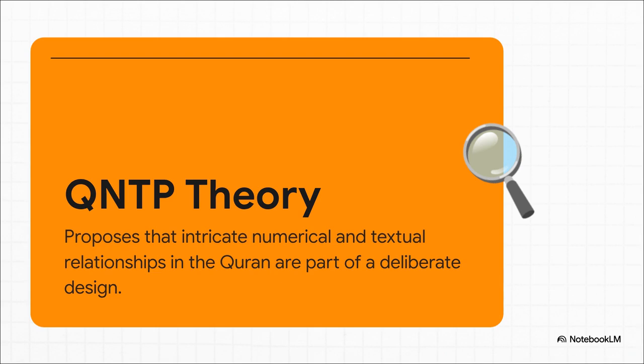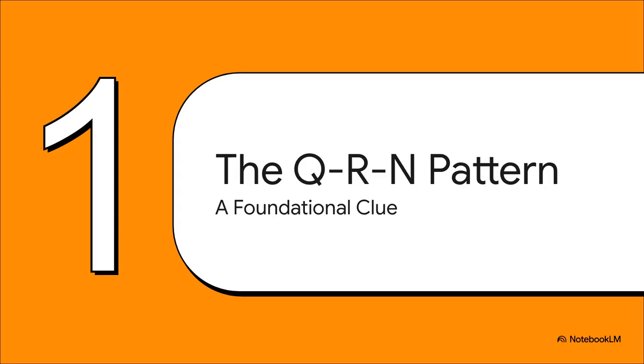Now, this idea actually has a name. It's called the Quranic Numerical and Textual Pattern Theory, or QNTP for short. And the people who study this, well, they're not just looking for random coincidences. They're convinced they've found evidence of a deliberate, carefully designed system, a system they say is meant to highlight the Quran's core themes and maybe even its divine origin. All right, let's get into it.